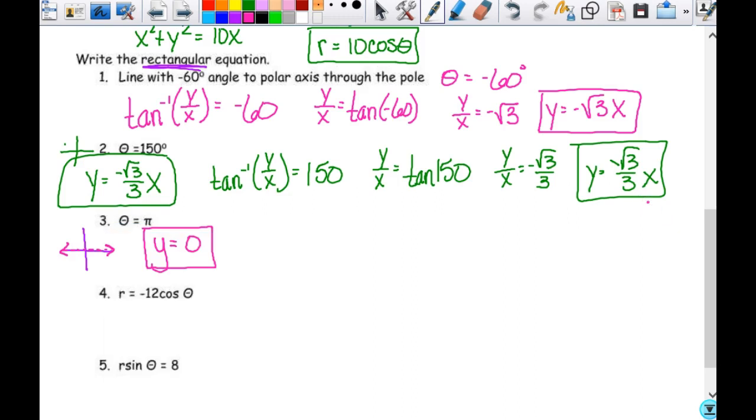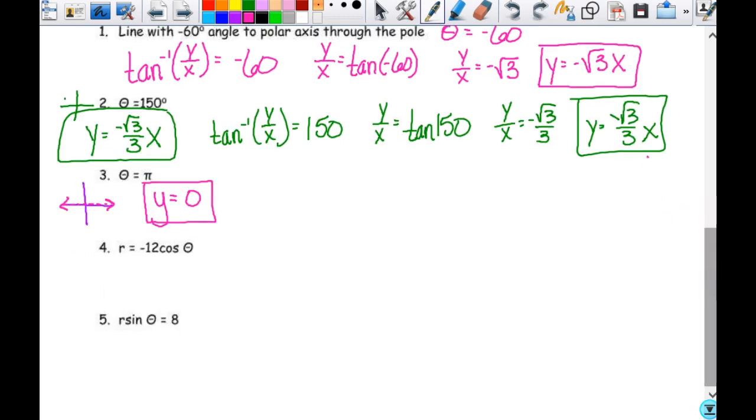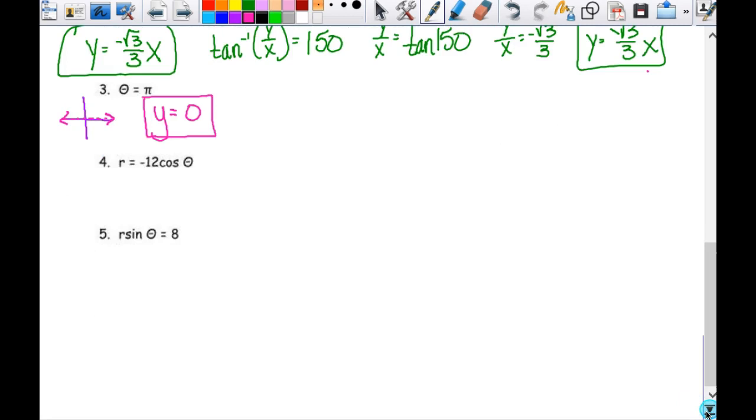All right. So now I have on number 4, r equals negative 12 cosine theta. So in order to substitute, I have something I can substitute for r, but I can't substitute something just for cosine theta. It has to be r cosine theta. So I need to multiply both sides by r. So it's going to give me r squared equals negative 12r cosine theta.